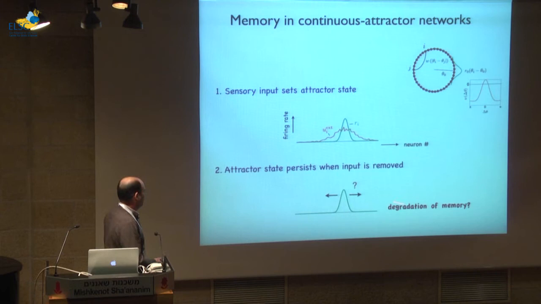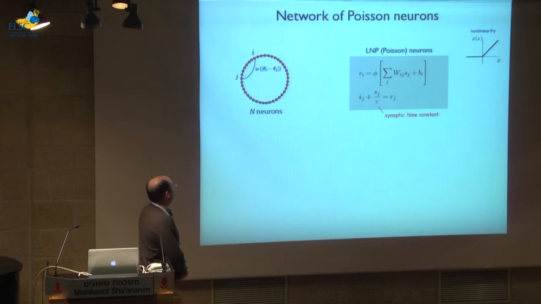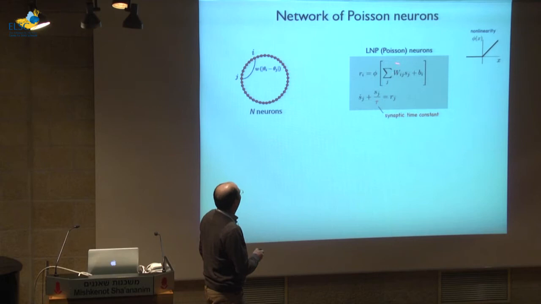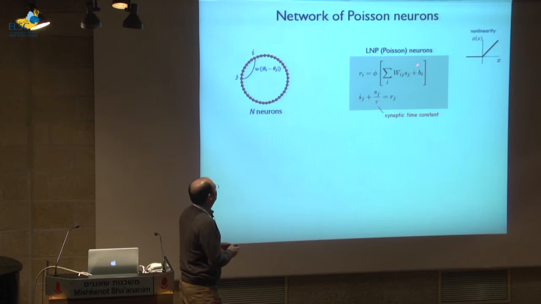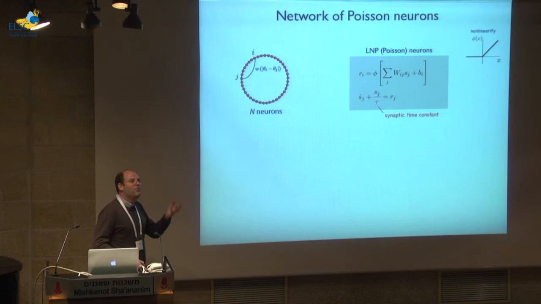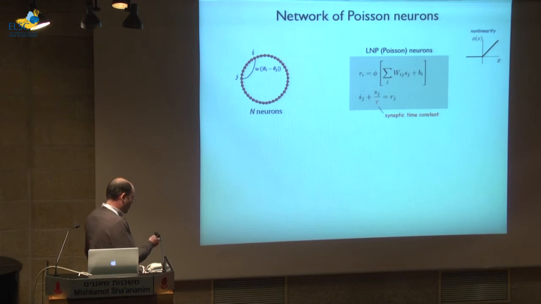So the way we address this question theoretically is that we look at networks of so-called linear and nonlinear Poisson neurons. So our neurons are very simple. They sum up the synaptic inputs with the appropriate weights. They might have some feed-forward excitation. All this goes through some nonlinearity, which might look like this. It might have some other structure. The synaptic output coming from the neuron j is a filtered version of the firing rate with a time constant, which is the synaptic time constant. This is the intrinsic time constant of memory of our neurons. And if I would stop here, this would be the standard rate equations used to model neural networks.